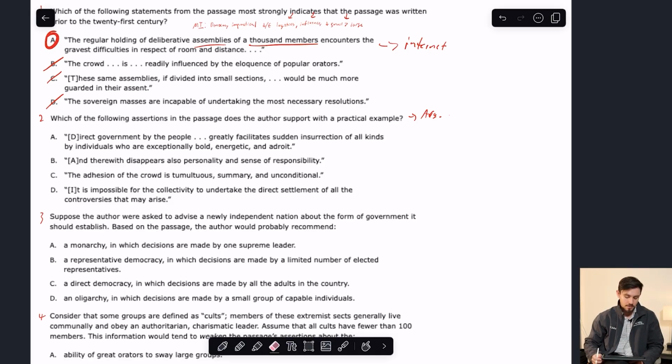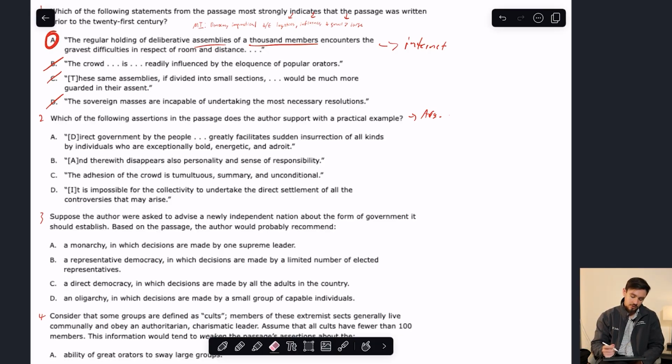A says direct government by the people greatly facilitates sudden insurrections of all kinds by individuals who are exceptionally bold, energetic, and adroit, whatever. So ask yourself, did they mention like Logan Paul came and ruled everybody? No, they didn't give an example for that. So maybe not A. B says, and therewith disappears also personality and sense of responsibility. Did they mention that due to the numbers, people started killing each other and didn't take responsibility or anything like that? No, they didn't mention that.